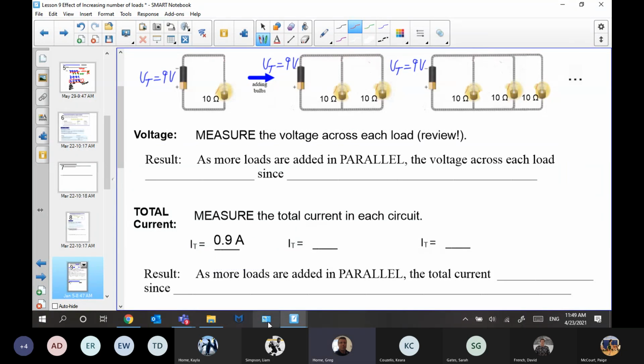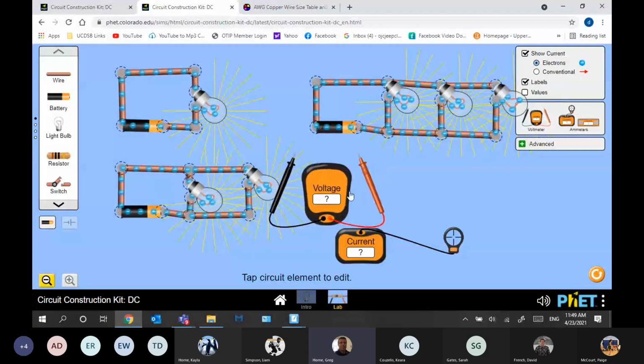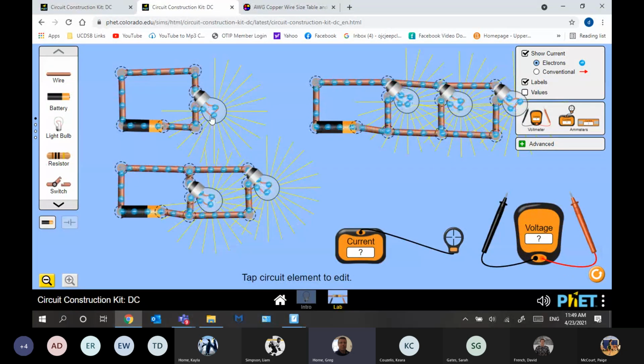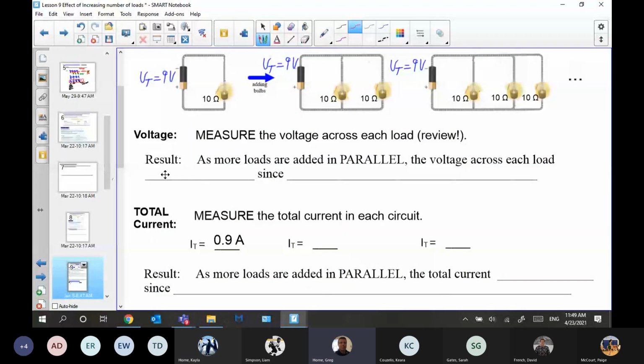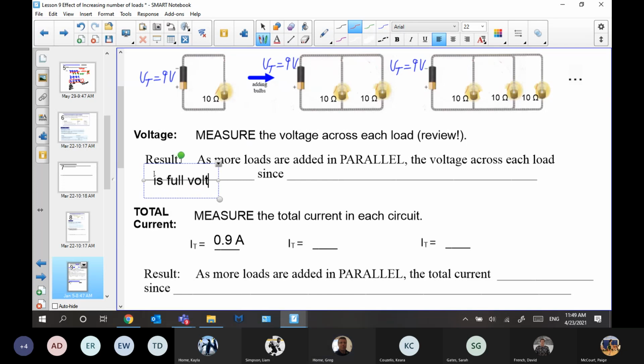And what did we notice about the voltages? It's one of those things you should already know based on what we talked about before, but what's the voltage across the bulb in the single circuit, and then in the double? It stays the same. Yeah, it's always 9, right? Good. So basically we can say on there that they're always 9. So it stays the same. It is the full voltage value. In other words, they stay the same.